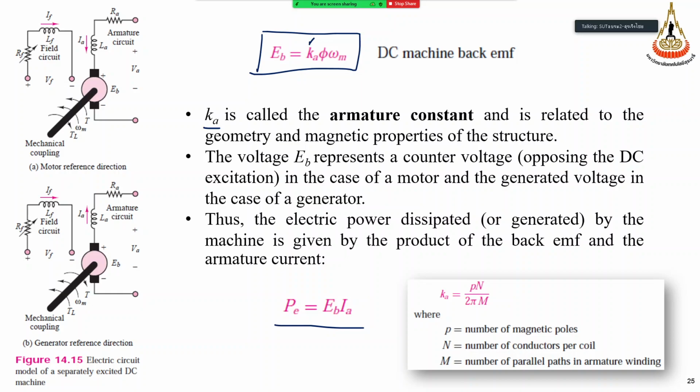And Ka can be obtained by this formula. It depends on the number of magnetic poles, how many poles we provide when we make a winding, and the number of conductors per coil, N here, P and N divided by 2 pi M. M is the number of parallel paths in the armature winding. We can have parallel circuit paths in the armature winding. So this is the Ka factor.